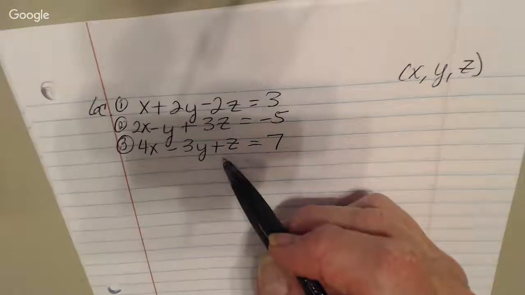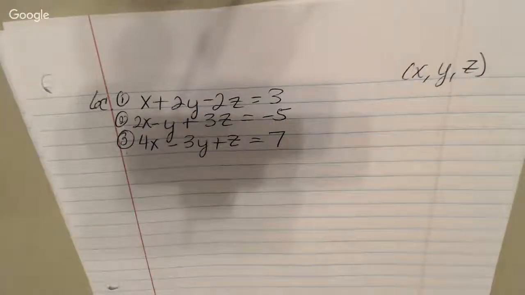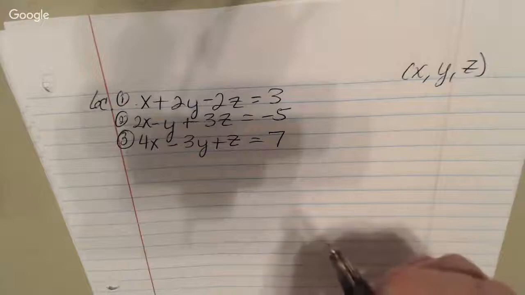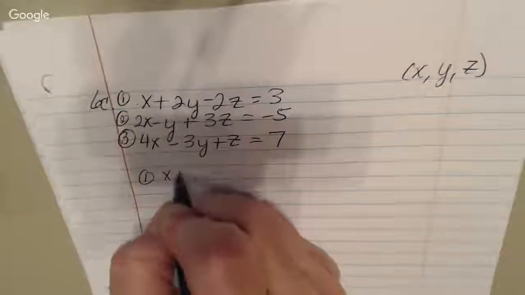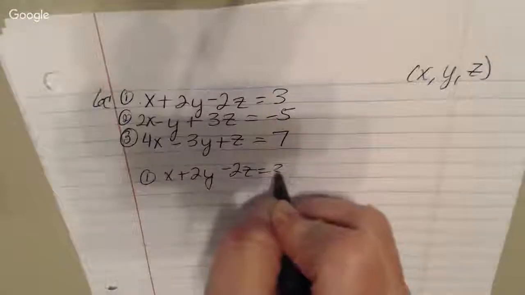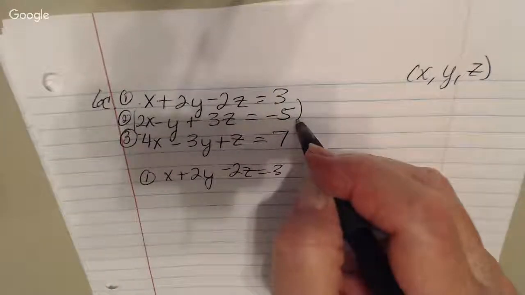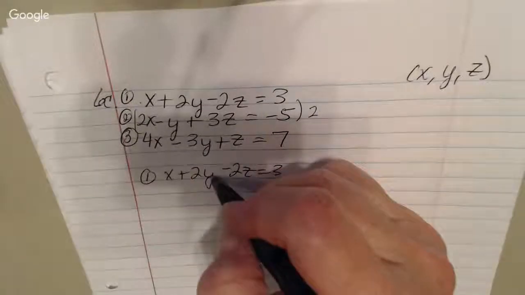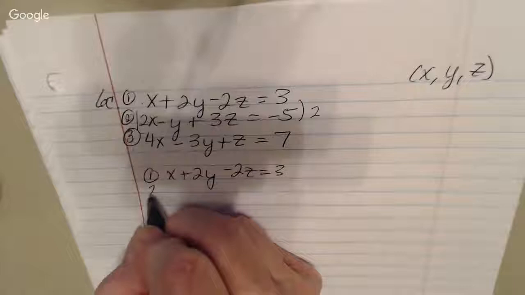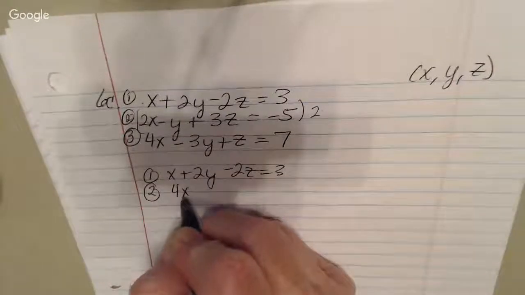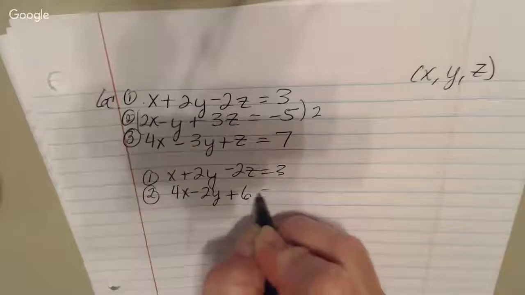So I'm going to, in this case, I'm going to add, let's see, I did 1, and then I multiplied. So I took equation 1, and I didn't change it. Then I did equation 2, I actually multiplied by 2, because then that's going to eliminate the y, right? So now I have 2 is 4x minus 2y plus 6z equals -10.